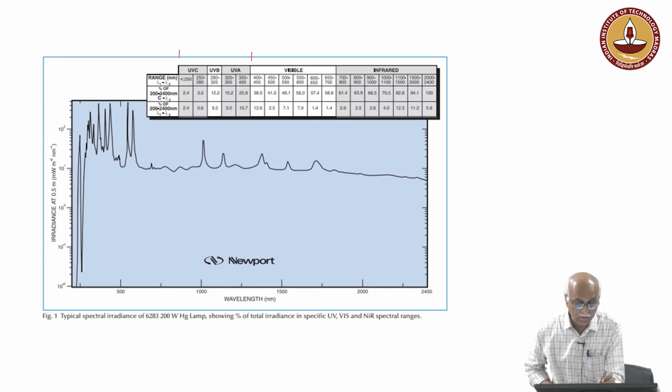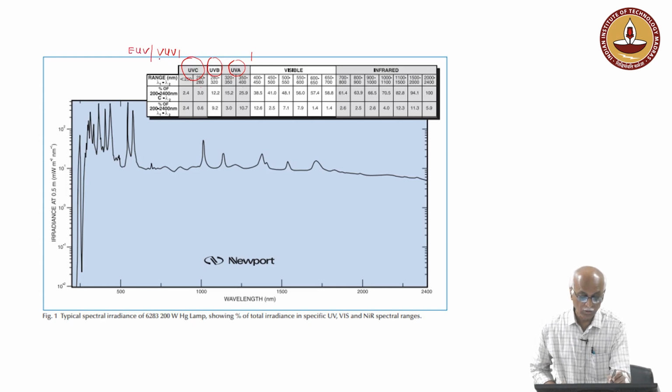So, 320 to 400 nanometer is treated as UVA. Then UVB is 280 to 320 nanometer, and UVC is 250 to 280 nanometer. Below this comes vacuum ultraviolet, below 200 nanometer. Below a few tens of nanometer, it is extreme ultraviolet, EUV. So, these are the ranges: below 200 nanometer approximately, and below maybe 15 nanometer or so.